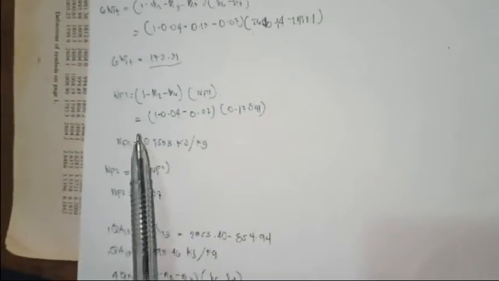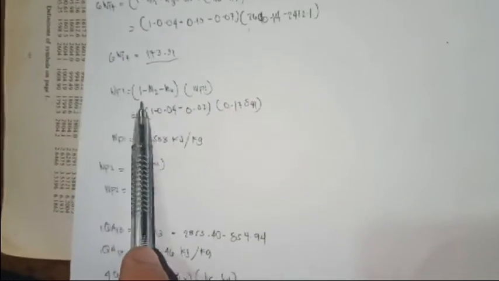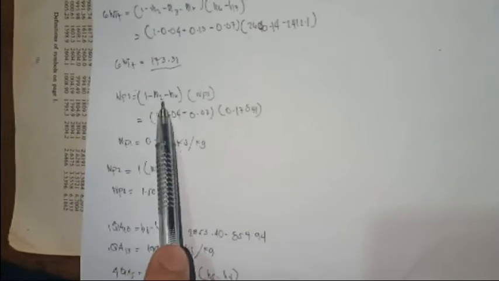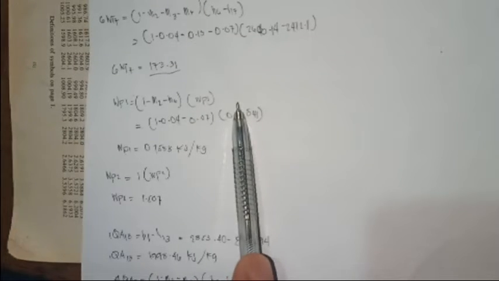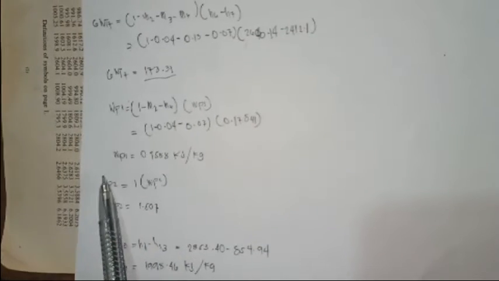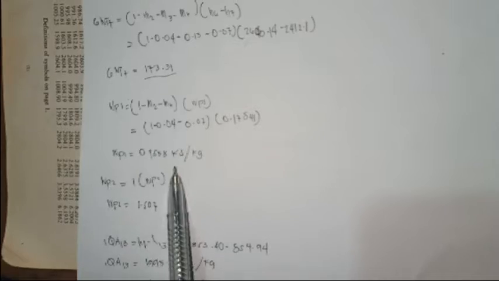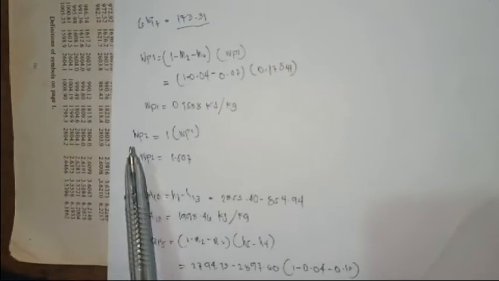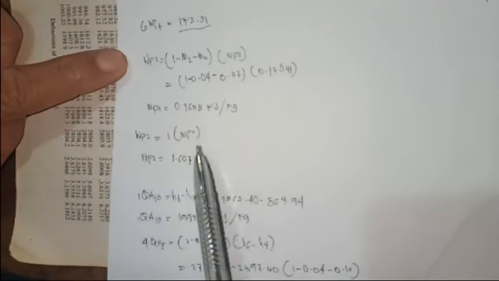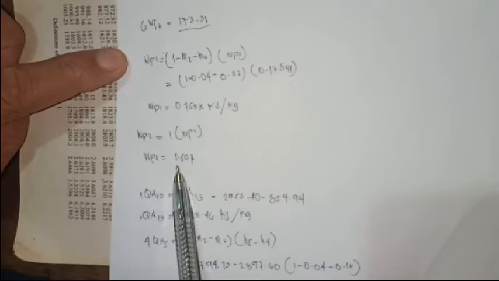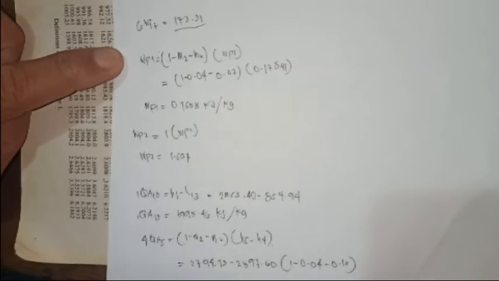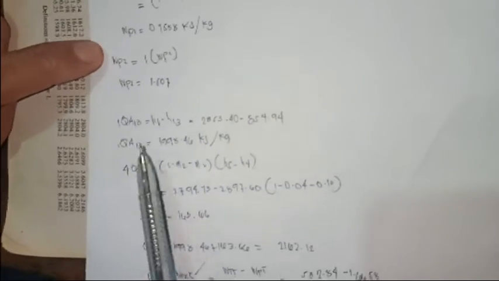So from work pump 1, we have 1 minus mass 2 minus M6 times the work pump 1. So we have the value 0.9588 kilojoule per kilogram. To get the value of work pump 2, we have 1 times the value of work pump 2, which is equal to 1.507.